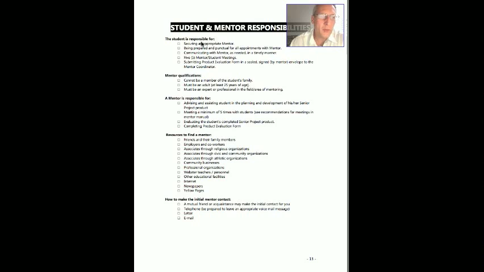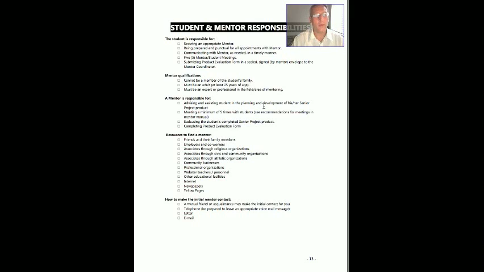So the student is responsible for finding a mentor, being punctual for all meetings, setting up 5 meetings, and then submitting the mentor evaluation. The mentor is going to evaluate your product at the end. So the student is responsible for getting that done, or delivering the paperwork. The mentor, of course, is doing the actual evaluation. Mentor cannot be in your family. They have to be at least 25, and their expertise has to connect to the goals of your project.